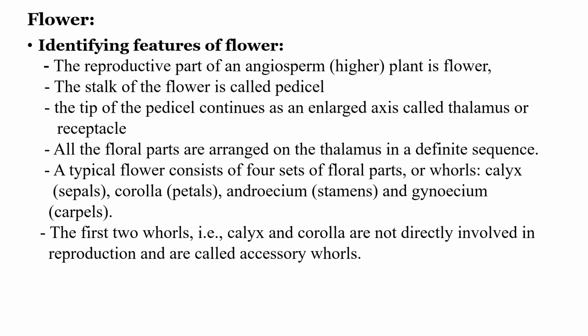We see that we're looking at the stalk, which is also called the pedicel. We're going to look at what we mean by the thalamus or the receptacle, and the floral parts. We identify all these floral parts and we'll be able to look at the first two whorls, the calyx and the corolla. Then after identifying the parts, we are going to draw the whole flower.